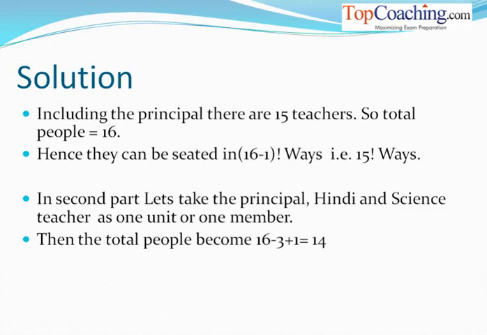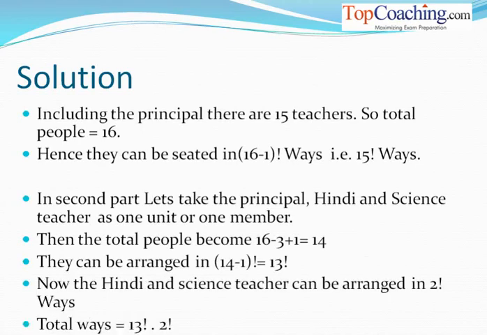the principal. So let us take the principal, Hindi teacher and the science teacher as one unit or as one member. Now the total number of people becomes 16 minus 3 plus 1, and that is equal to 14. Now we try to arrange these 14 members around the circular table, and this can be done in (14 minus 1) factorial, that is 13 factorial ways. Now also the Hindi teacher and the science teacher can be arranged in 2 factorial ways around the principal. So the total number of ways becomes 13 factorial into 2 factorial.